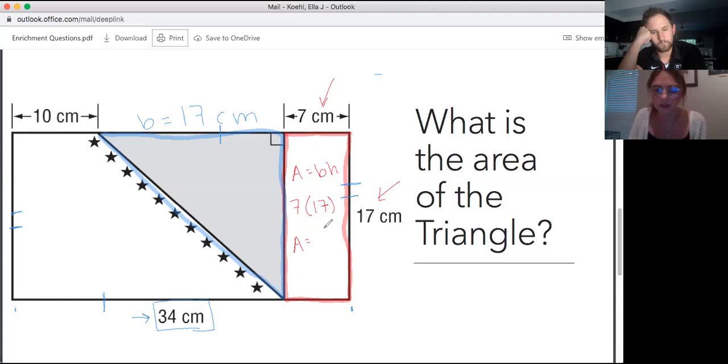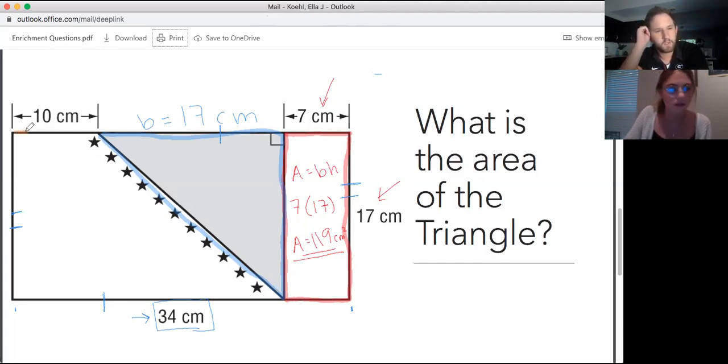So I will do 17 times 7 to find my area. Let me do some mental math. 7 times 7 is 49. So it's going to be 9, carry a 4. 7 times 1 is 7, add 4. It'll be 119 centimeters squared for our area of this rectangle. The small rectangle, right? The small rectangle. We have not done the big rectangle yet, but I have to re-highlight that because I erased it.